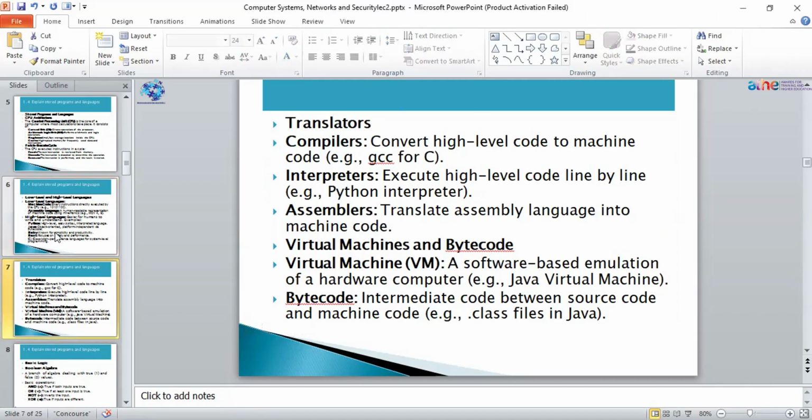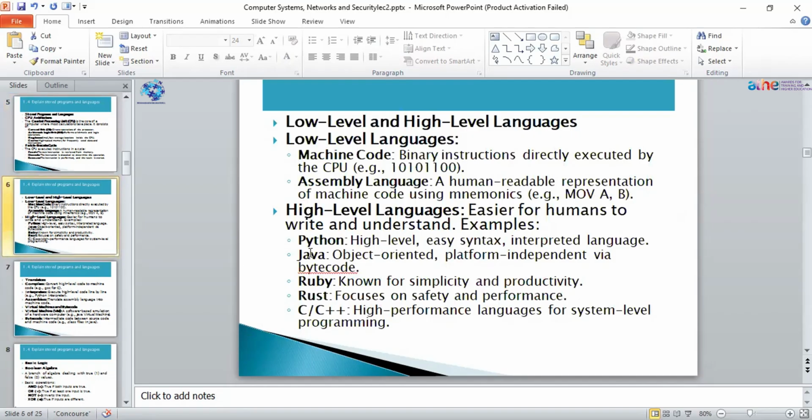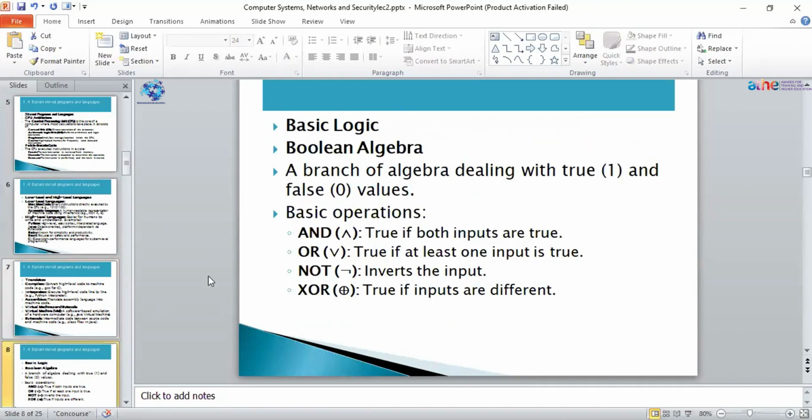So these are the basic computer or CPU architecture that contains the control unit and arithmetic unit. We have the fetch-execute cycle. Then we discussed the low level languages. Then after that, we discussed what is the translator, compiler, and the assembler.